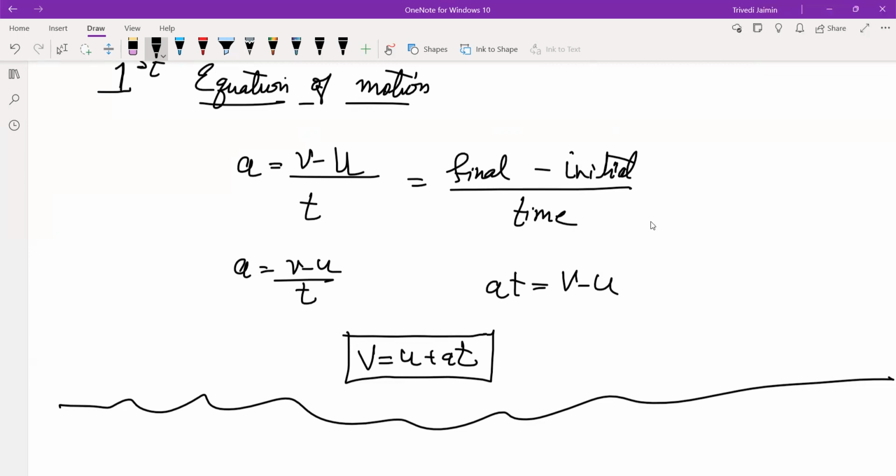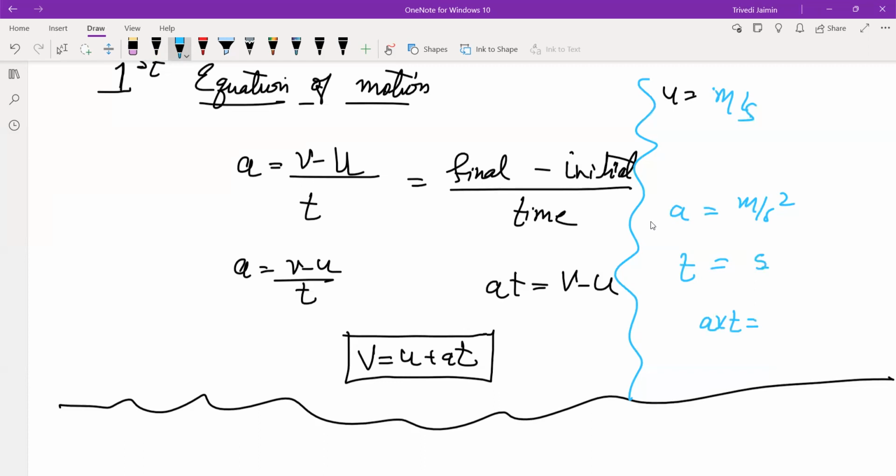What is the unit of this velocity u? Initial velocity, unit of u will be meter per second. Acceleration, meter per second square. T will be second. These are all SI units, sir. And final velocity is also meter per second. A into T, what will you get if I multiply a into t? Meter per second, sir. The s and s square will cancel. So we can add those quantities which have the same units.